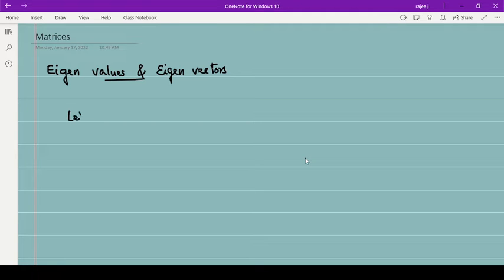Let some matrix A be equal to, say, [8 -4; 2 2]. Like this, a matrix is given. We need to get the eigenvalues and eigenvectors. First of all we will find the eigenvalues, later we'll come to eigenvectors.